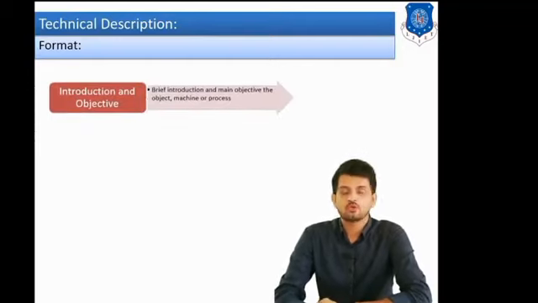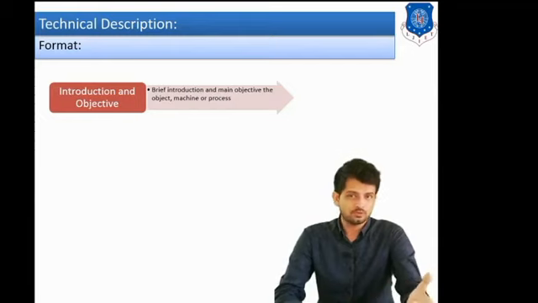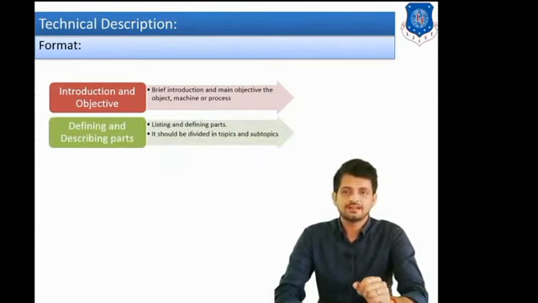First of all, we have to mention the introduction and main objective, the working principle, right? You have to write some history of that particular device or object or process, and you have to also write the main objective, what is the main objective, what is the working principle behind that you have to mention, right?